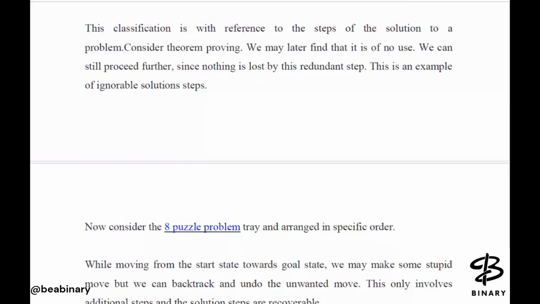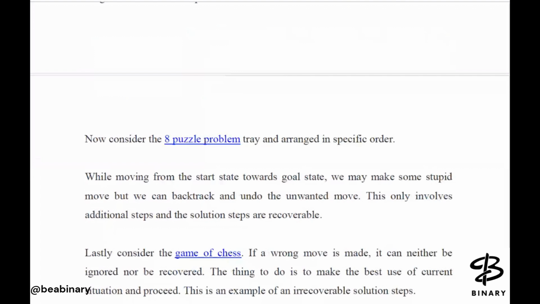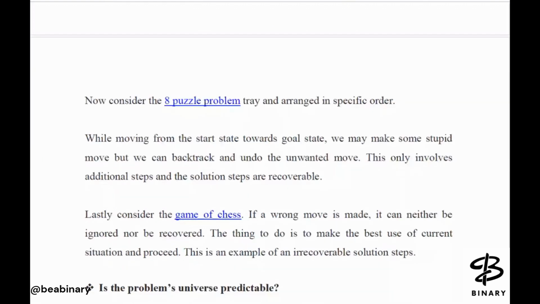Now consider the 8 puzzle problem, a tray of tiles arranged in a specific order, which we discussed yesterday. While moving from the start state towards the goal state, we may make some stupid move, but we can backtrack and undo the unwanted move. This only involves additional steps, and the solution steps are recoverable.